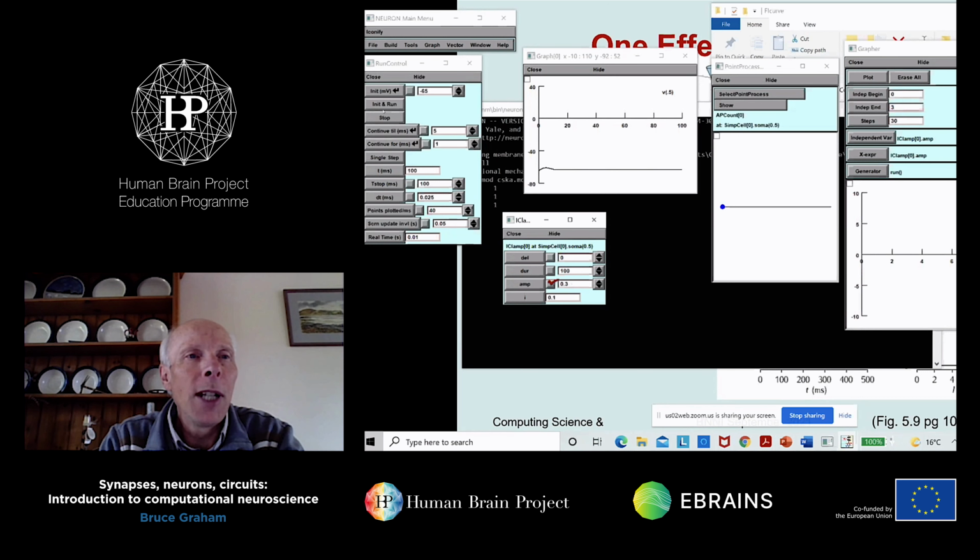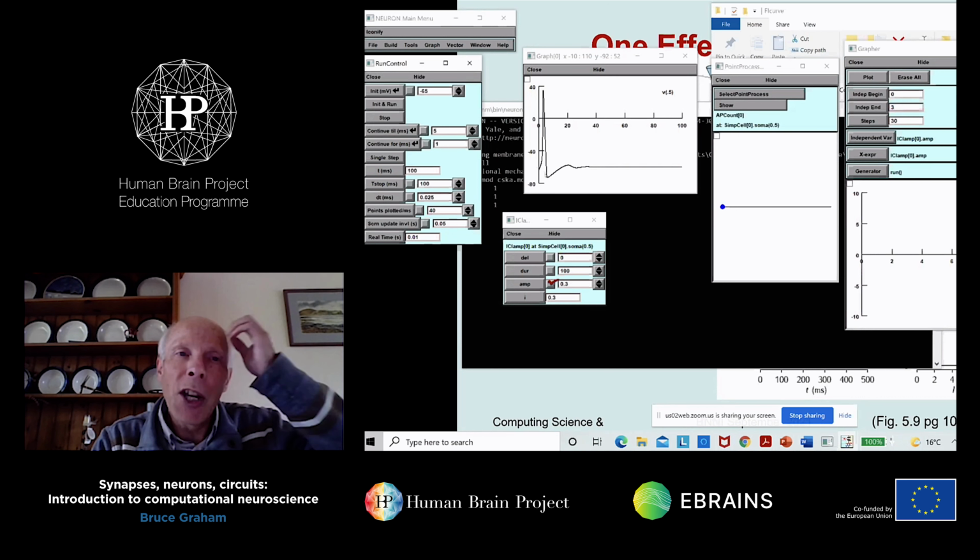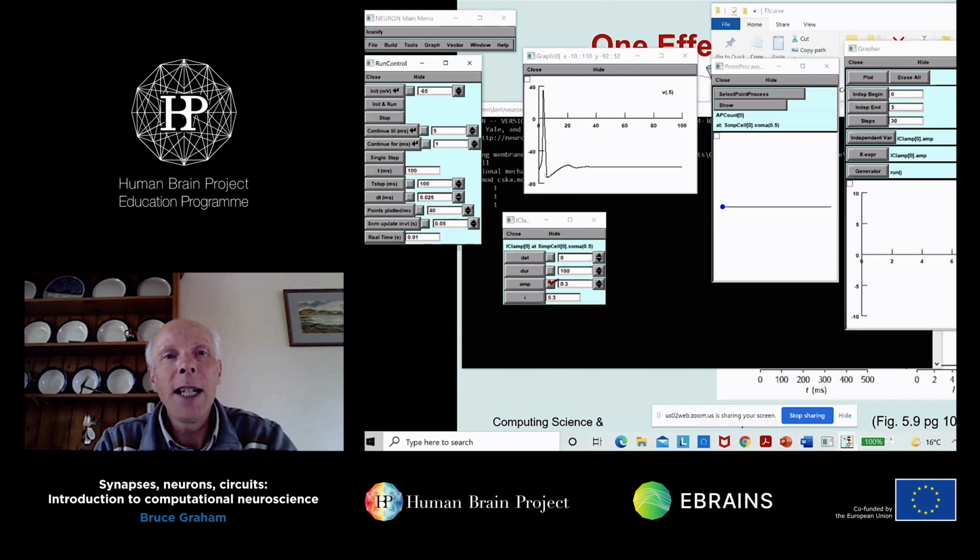Up the amplitude a little bit more, we finally reach a membrane potential which is the threshold for action potential generation. As the membrane potential goes up, more and more sodium channels will open until eventually they cause this regenerative spike, the action potential. But in this cell, we only get the one at this amplitude and it comes back to rest again.